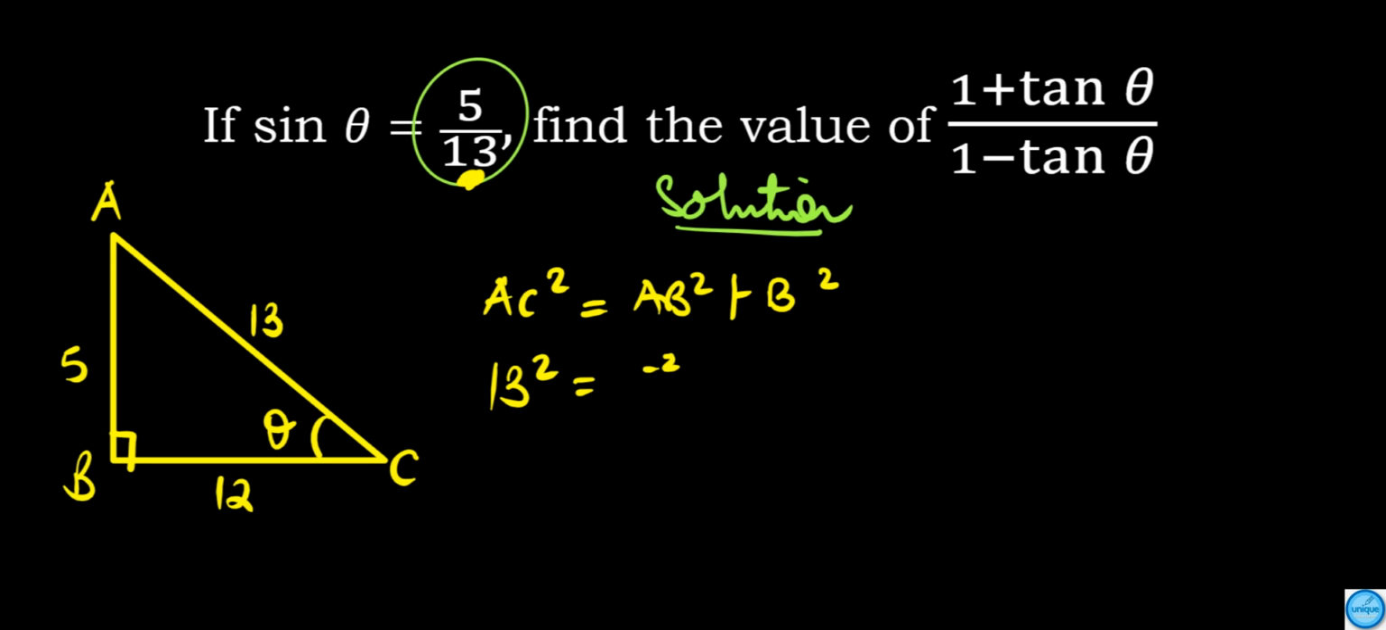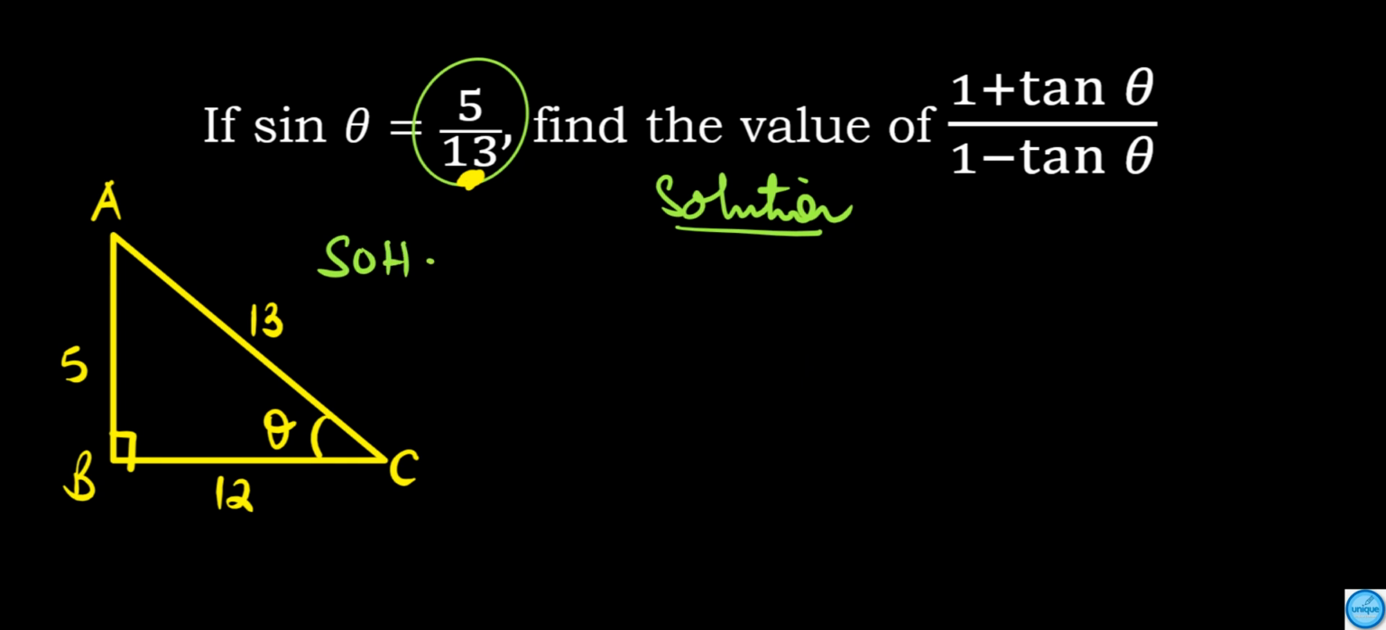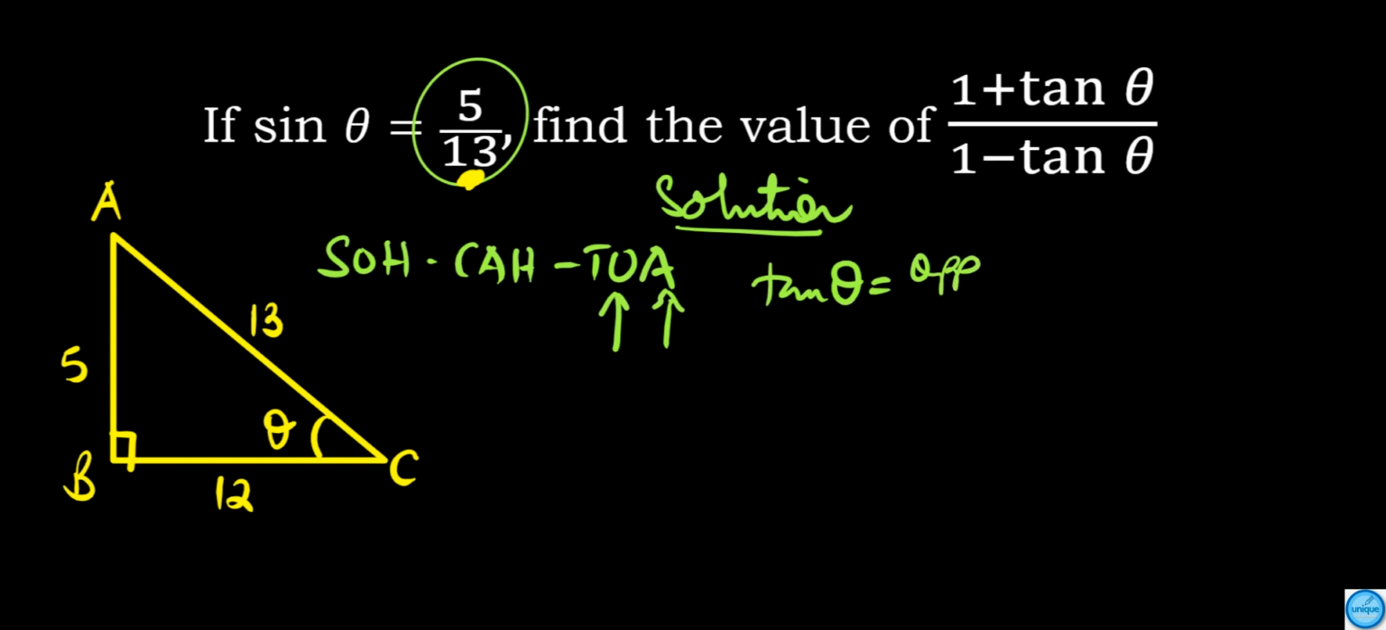We're going to go back to our question. Tan is opposite versus adjacent. So tan theta is equal to opposite over adjacent. Opposite over adjacent. So opposite is the 5, adjacent is the 12.